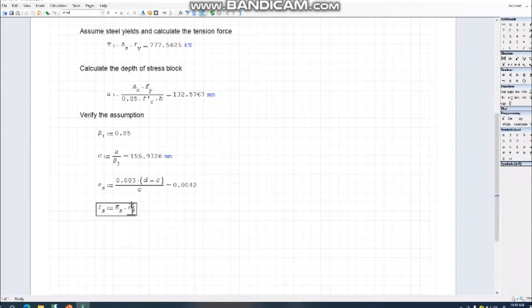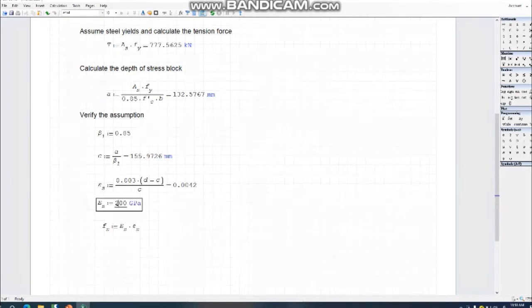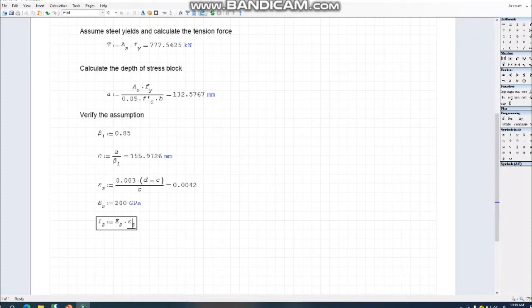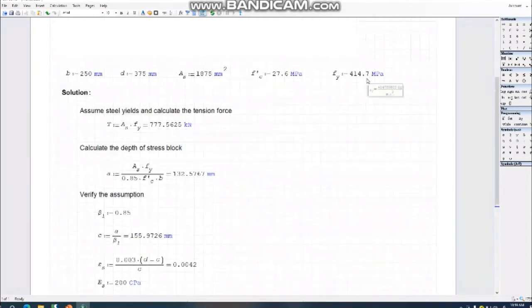Again, take note that our modulus of elasticity is 200,000 megapascal, or 200 gigapascal so there is less to input. Just convert, 200,000 MPa or 200 GPa are the same. So let's calculate. Fs is 842. Compare that to your Fy. This is way greater than your Fy. 842 is greater than 414, therefore the steel yields.